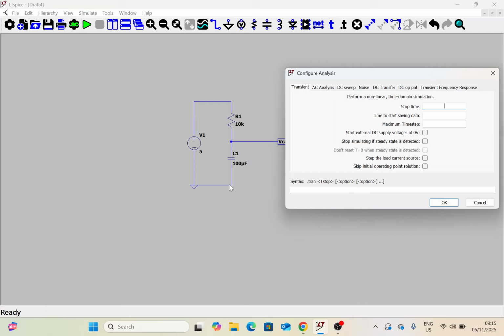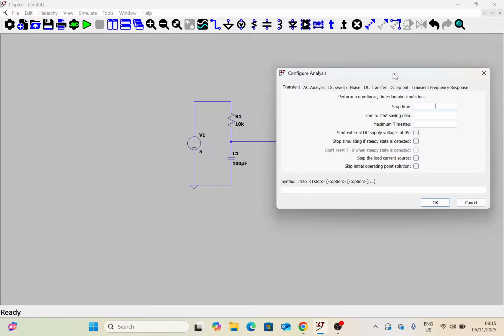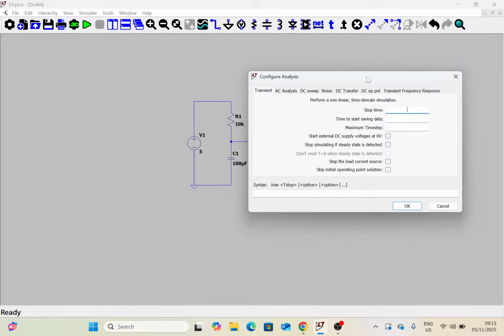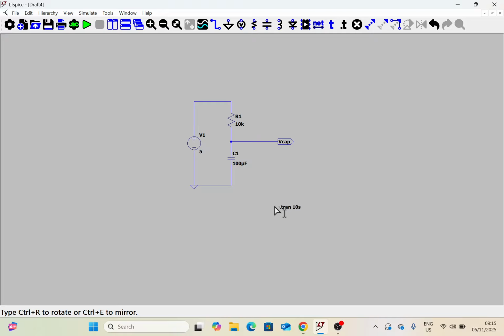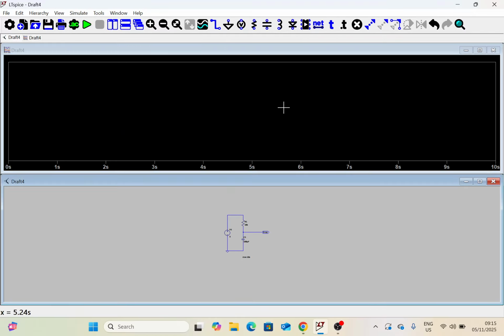So we know that the RC time constant is 1 second, and it takes 5 RC time constants for the capacitor to fully charge up. So if our RC time constant for this circuit is 1 second, we multiply 1 second by 5, and that should be 5 seconds. So we need to simulate this circuit for at least 5 seconds, but I'm going to make it 10 seconds just so we also get to observe what happens after the 5th second. So you put your transient analysis directive on the circuit and you simulate it.